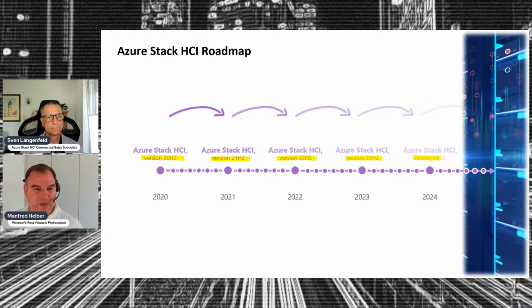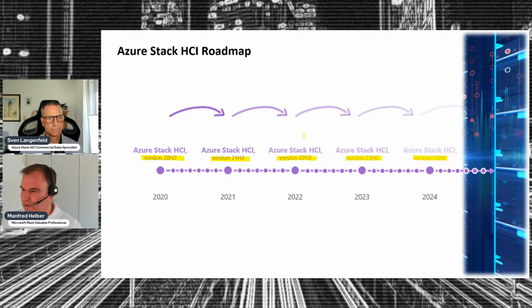I assume the name will be 24H2, but this is not actually confirmed. When you look at the naming, it was always the year and then H2, so I expect it will be 24H2 again. This is the major release. This is the OS version.